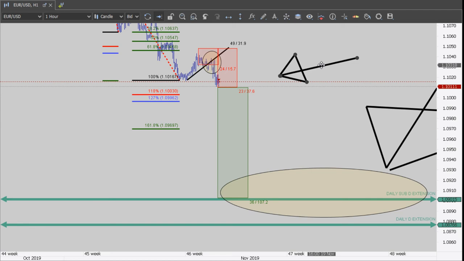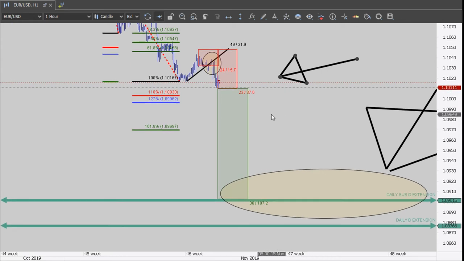And Time to Shine is asking, but is that trade on the 1 hour chart not still 50-50 because of the stop? Yes, it is. Yes, it is.